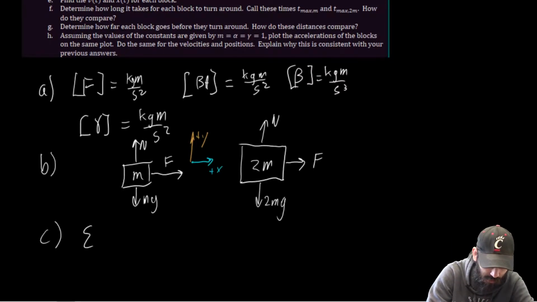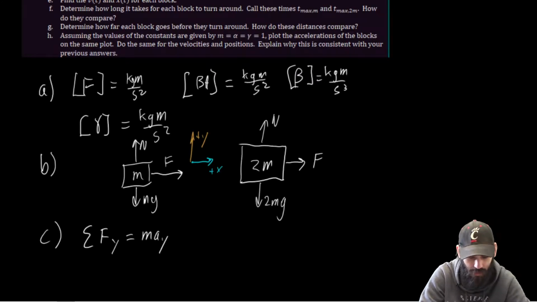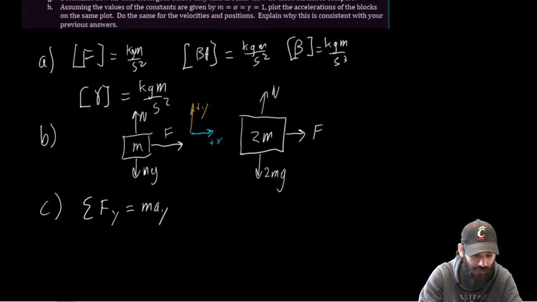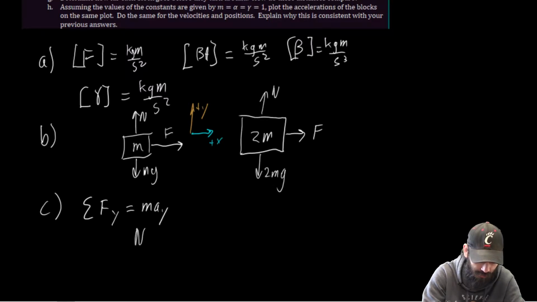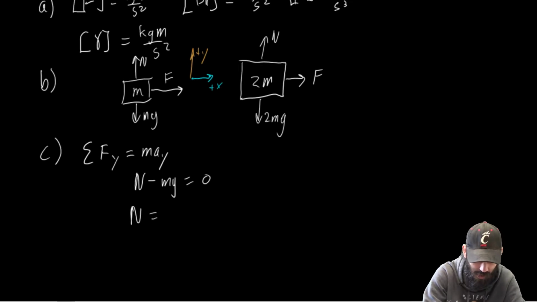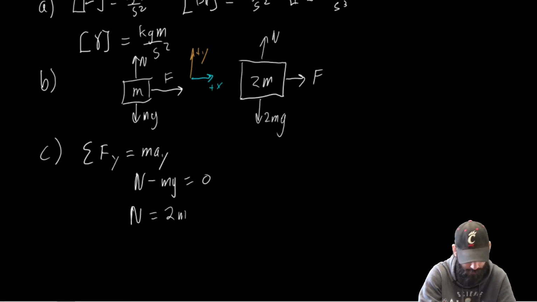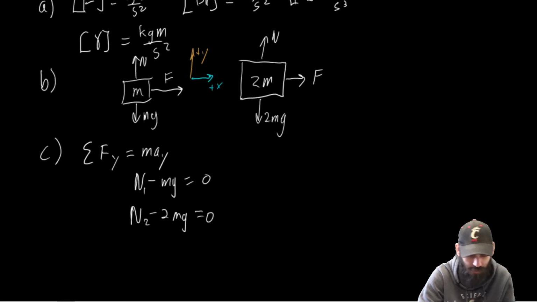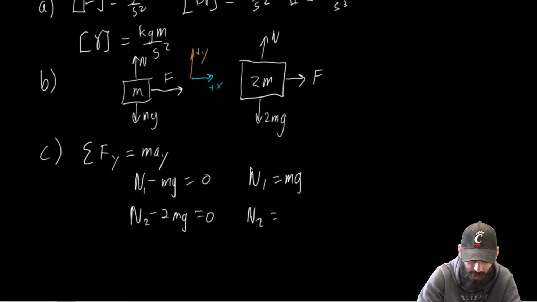So the sum of forces in y is going to be equal to m a_y in general. But these are constrained to stay on the table, and so the acceleration in the y direction is 0. So for the first block, that says that N minus mg is equal to 0. For the second block, N minus 2mg is equal to 0. And let's give these some subscripts to denote that they're different. And so this says that N1 is equal to mg, N2 is equal to 2mg.